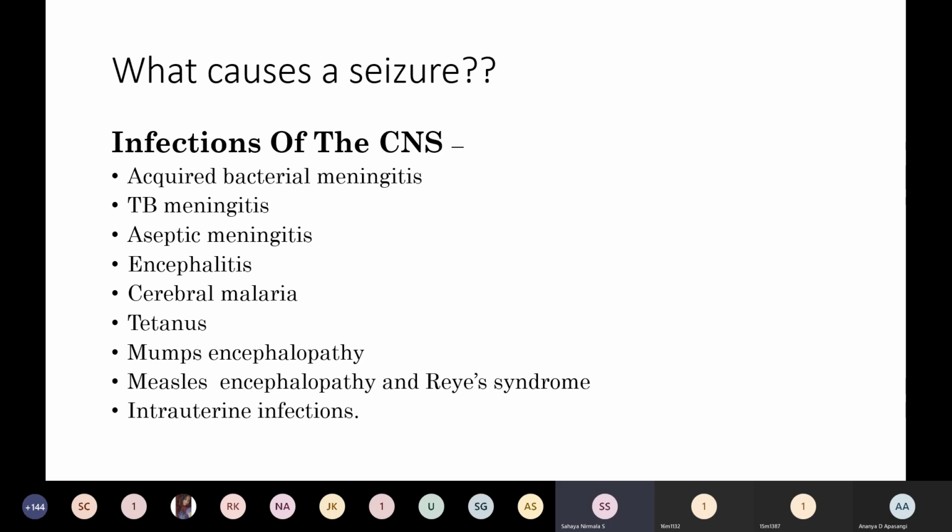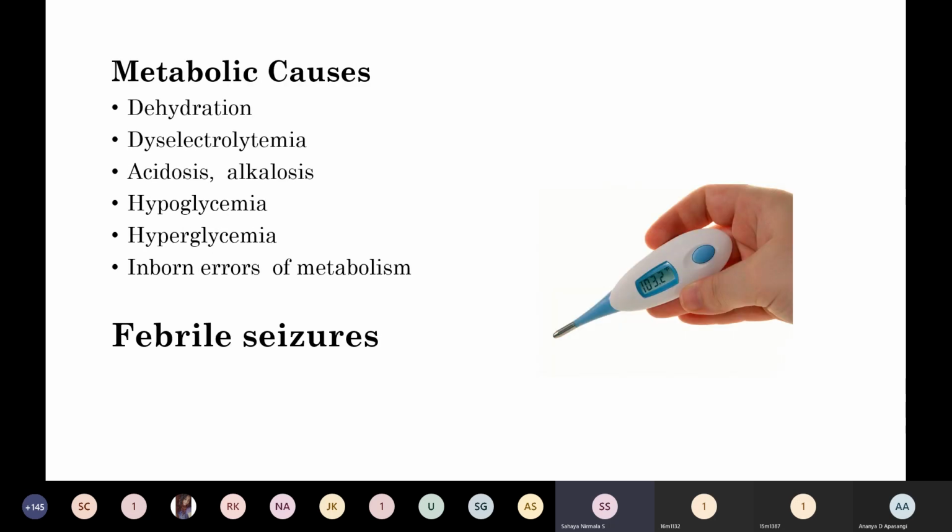So having known what a seizure is, what the pathophysiology is and what the different types are, let us briefly know what causes a seizure. It can be put under broad headings. Infections: bacterial meningitis, tubercular meningitis, aseptic meningitis, viral encephalitis, cerebral malaria, tetanus, mumps, measles, or intrauterine TORCH infections can also present as seizure. There are some metabolic causes for seizure: dehydration, dyselectrolytemia, acid-base imbalance, hypo or hyperglycemia, and some of the inborn errors of metabolism. Because of the abnormal metabolites, again the child can throw a seizure.